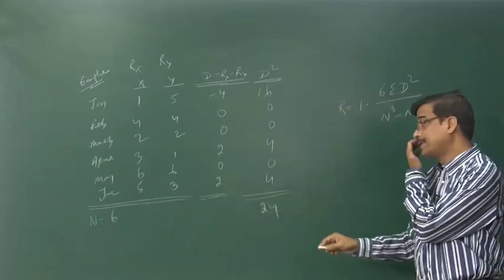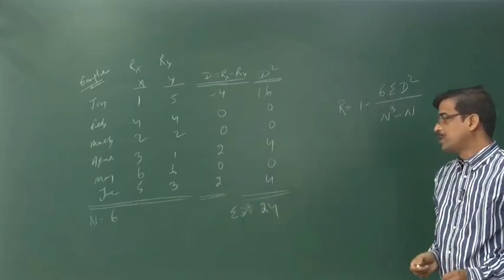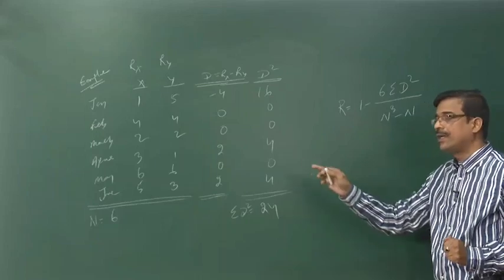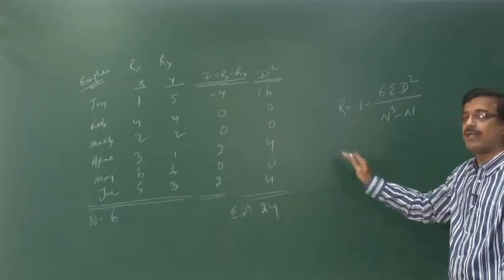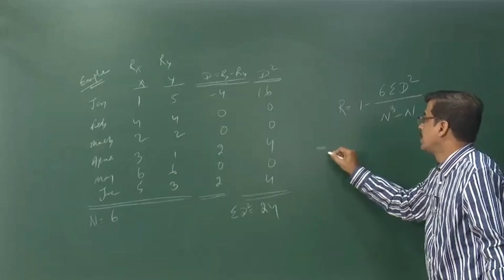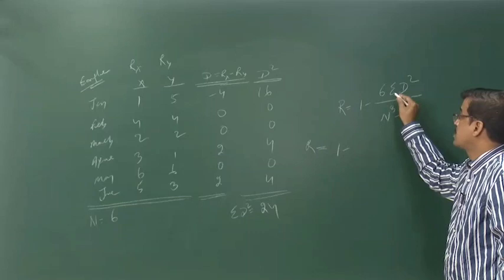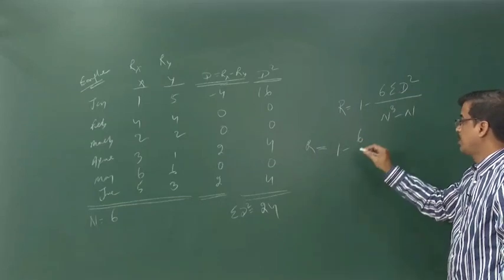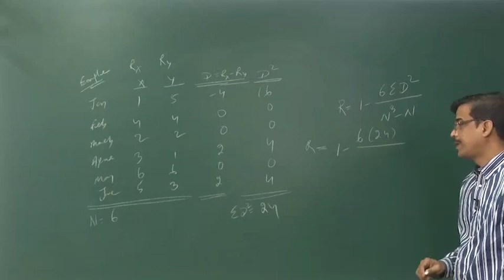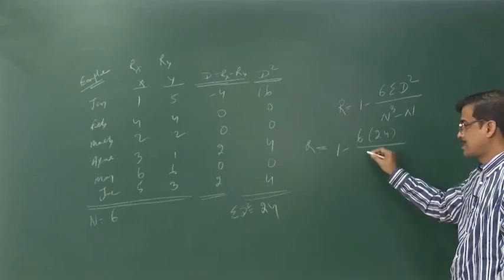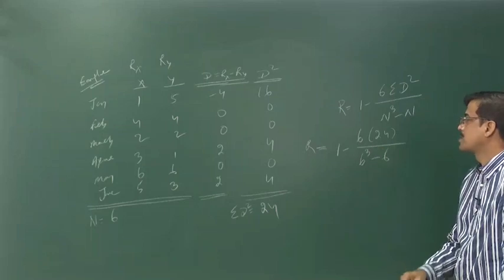This is nothing but the sum of d square. So the sum of d square is 24, and the number of pairs of observations is 6. Now you have to replace the values here. Rank correlation equals 1 minus 6 sum d square, that is 24, divided by n, which is 6, that means 6 cube minus 6.